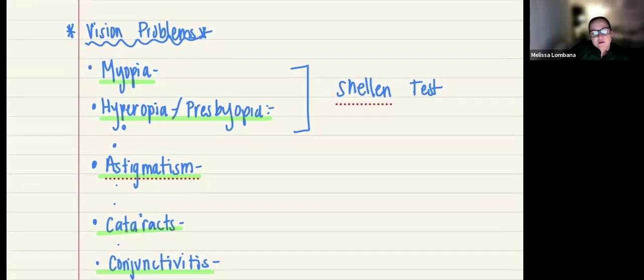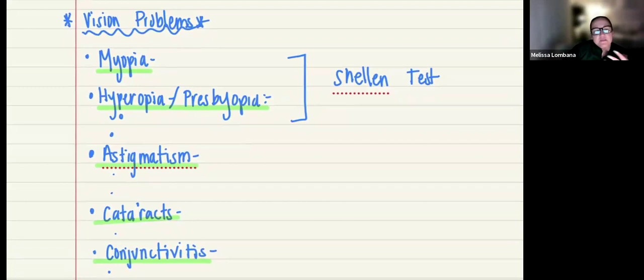There is also what's called astigmatism, and this is basically where your cornea is irregularly shaped, which causes blurriness at any distance. So it could be close or far, they see blurry because their cornea is irregularly shaped.